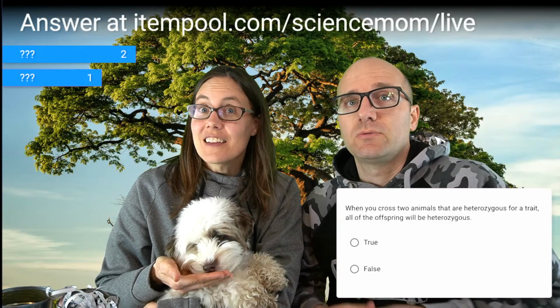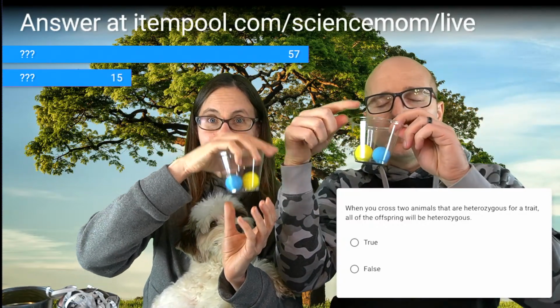Our first question is about a heterozygous trait. If you cross 2 animals that are heterozygous for a trait, all of the offspring will also be heterozygous. Is that true or false? Think back to that first Punnett square we did. Let's represent it with our cups real quick. So 2 heterozygous individuals, that would be like we close our eyes and we're both going to draw out at random from cups like this. What would you get?